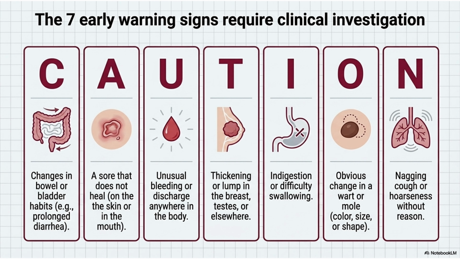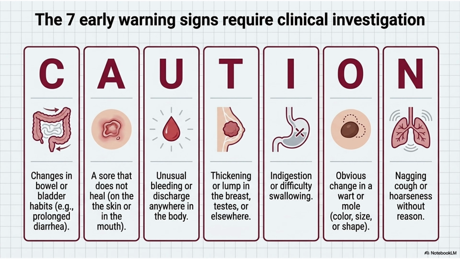Now let's talk about the early warning signs that require clinical investigation. So basically they rely on investigating 7 warning signs summarized by the CAUTION mnemonic. So this is an easy way of remembering this. C stands for changes in bowel or bladder habits. A stands for a sore that does not heal, on the skin or in the mouth. And U for unusual bleeding or discharge anywhere in the body.